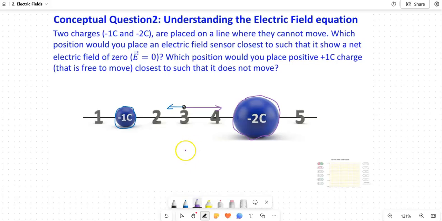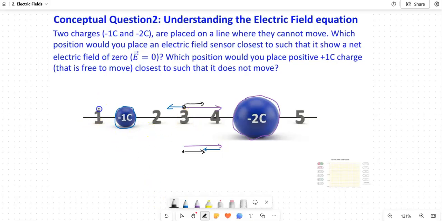So when you add those two fields together, walk to the right this far, and then add that blue vector to that. If you started here, you walk to the right 2 steps, walk to the left 1 step, your net electric field will be this big. So this will be the net electric field vector.